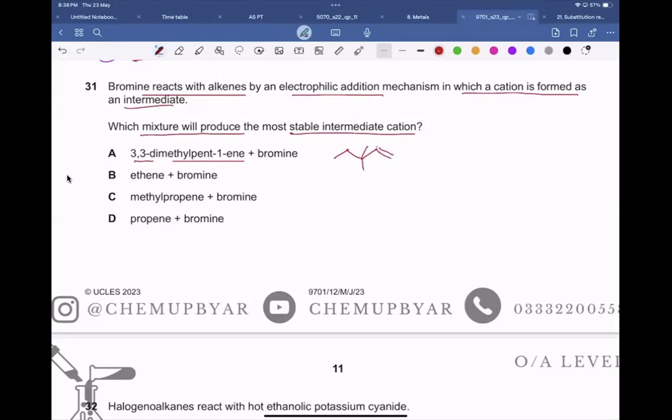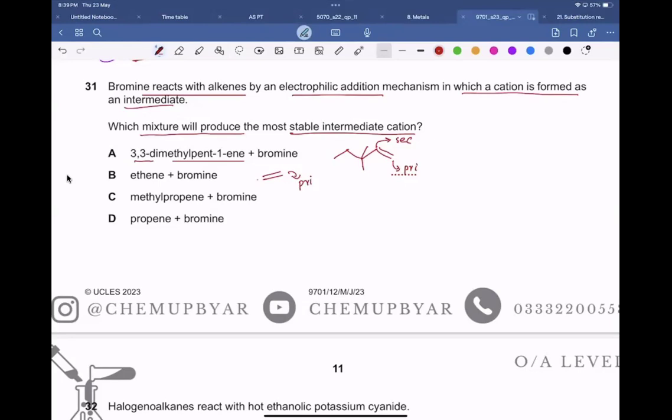So if you see, if this carbon becomes a carbocation, it is a secondary. And if this carbon becomes a carbocation, it's a primary. Ethene with a bromine: in ethene, there are 2 carbons only, so this is going to form a primary carbocation, and this one is also going to form a primary carbocation. Methyl propene: so propene and methyl. This carbon is going to form a tertiary carbocation, and this carbon is going to form a primary carbocation.